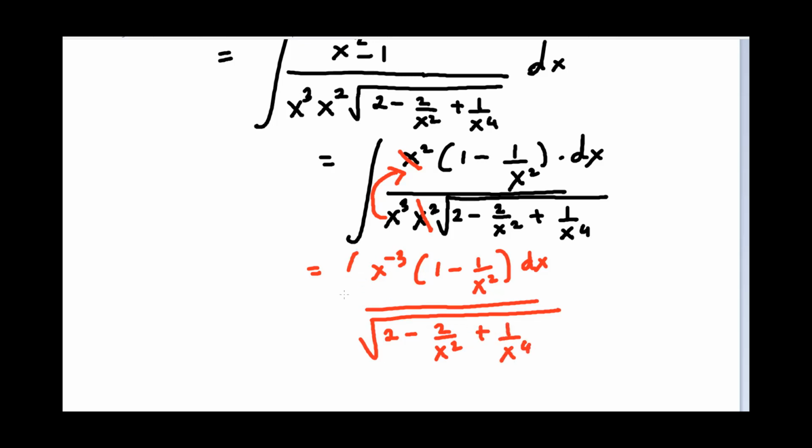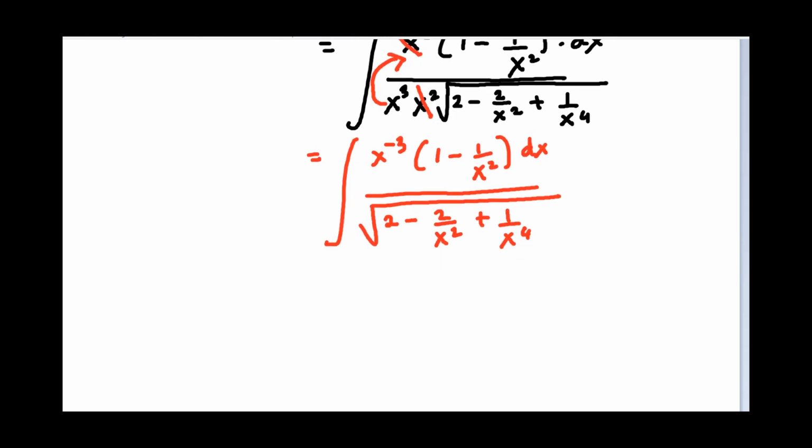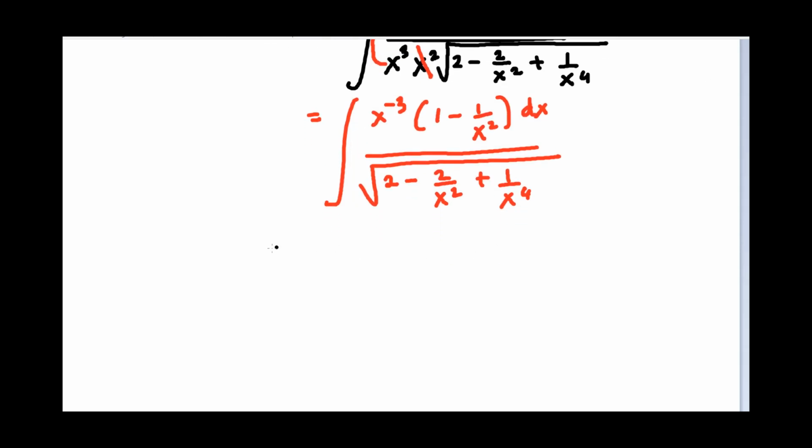So let me change the color. Now just distribute x to the power of negative 3. That would give me x to the power of negative 3 minus x to the power of negative 3 divided by x squared times dx divided by the denominator.